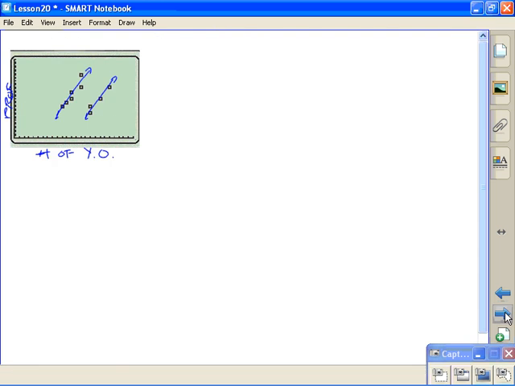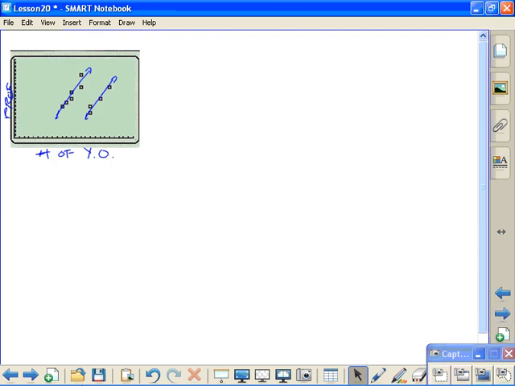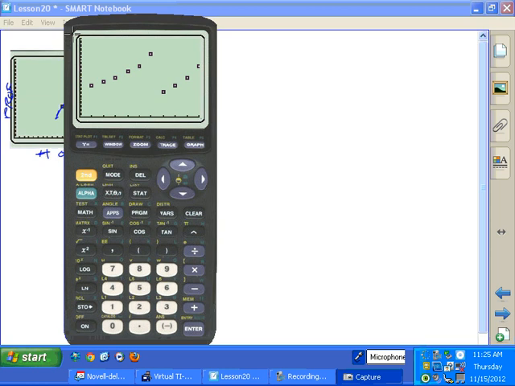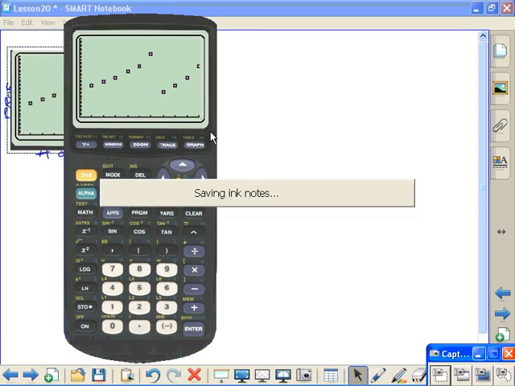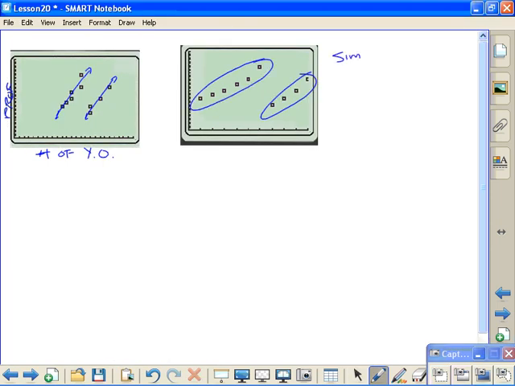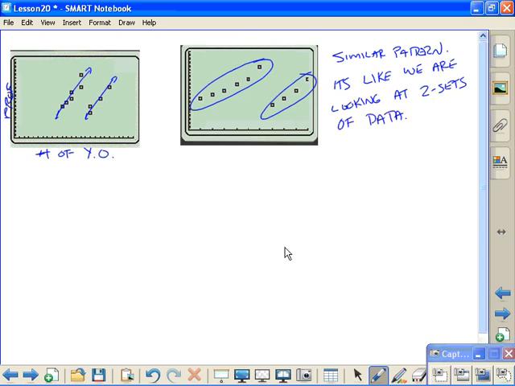And again, I get this repeating pattern of two things going on. It looks like two different relationships or two events are occurring. It's like you have data from two separate events. Again, it's a similar pattern. It's like we are looking at two sets of data.